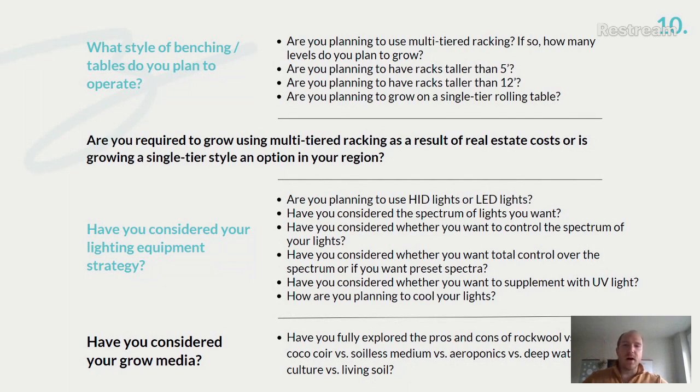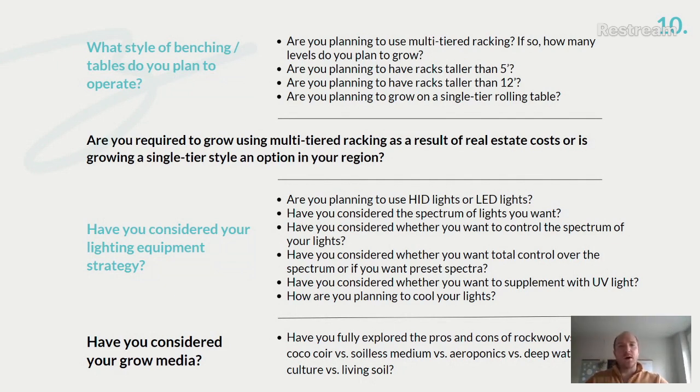If you have a financial model that says every single room is going to be exactly 80 grams a square foot, and you have 3 tiers of racking, I can assure you that 80 grams a square foot is not going to be the exact same on every single level. So you want to make sure that you plan accordingly.